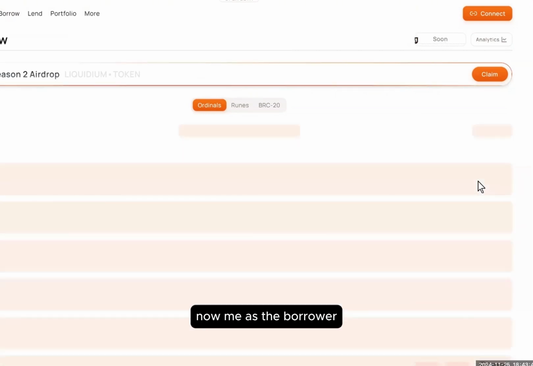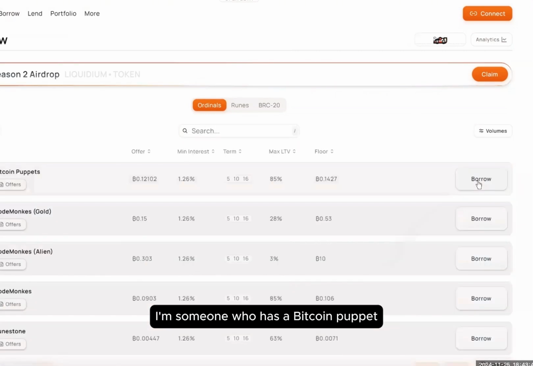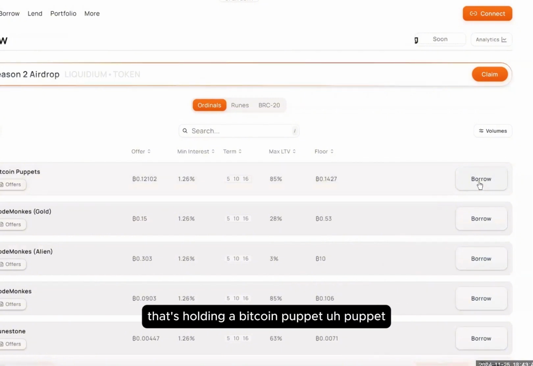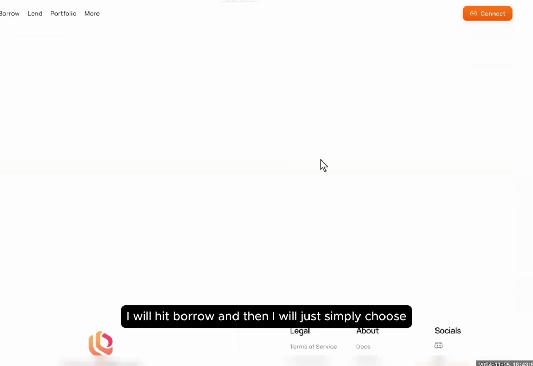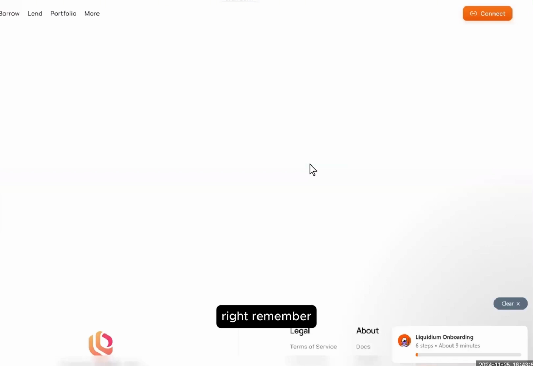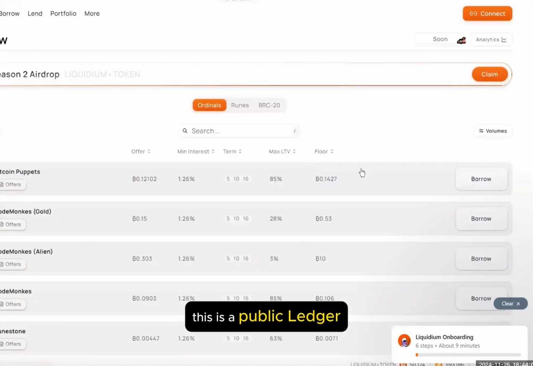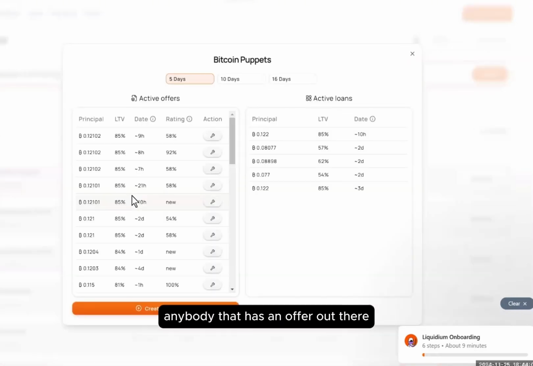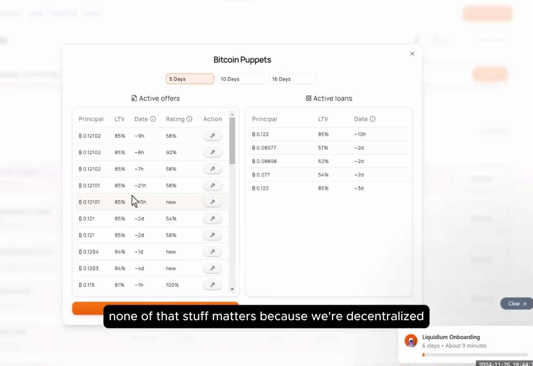Now, me as the borrower, I'm someone who has a Bitcoin puppet. So what does that mean? I'm signing to my wallet that's holding a Bitcoin puppet. I would hit borrow, and then I would just simply choose from the amount of offers that's already out there, right? Remember, this is a public ledger, so I can accept the offer from anybody that has an offer out there. I don't have to know who they are. My credit history doesn't matter. None of that stuff matters because we're decentralized.